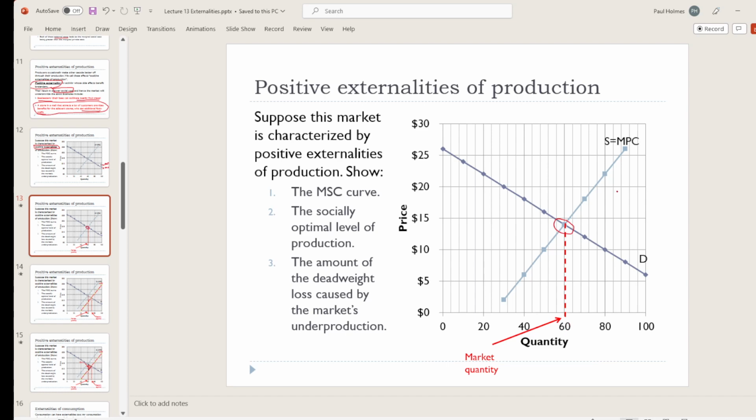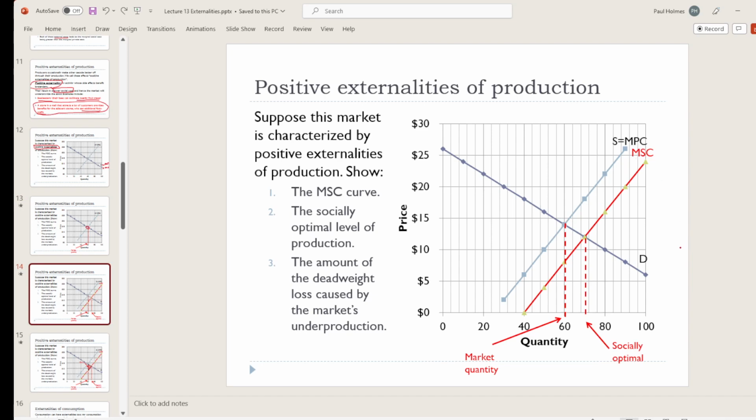But there's a problem here. Our problem here is this doesn't incorporate all of the true costs to society. We've got these positive externalities. So how do we show them? Well, if they're positive externalities of production, we're going to show them on the supply curve. When they were negative, we said the true cost was actually higher. So when they're positive, we're going to say that the true cost is actually lower. Our marginal social cost curve is going to be down lower than the marginal private cost curve. Okay, so it's going to look like this here.